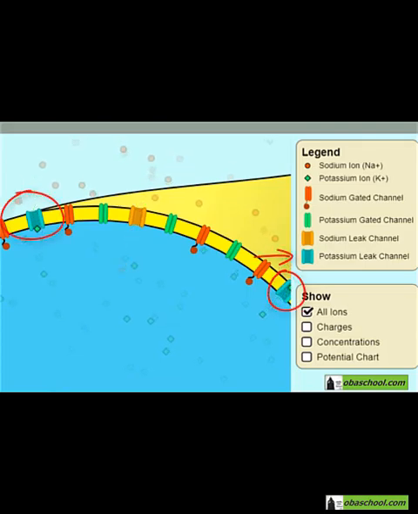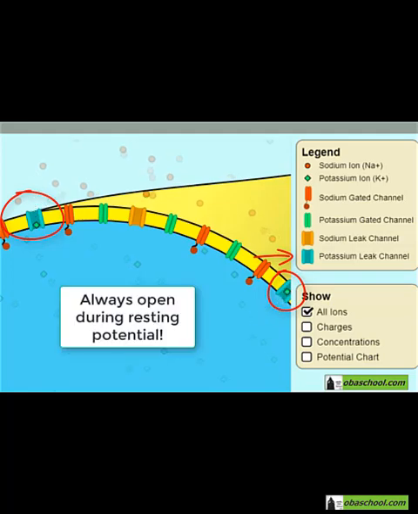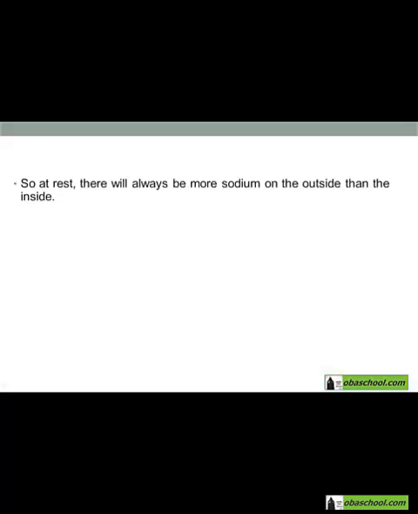Here are the potassium leak channels. As mentioned, they are always open even when there is no electrical impulse. We can see potassium ions leaving from the inside to the outside down their gradient. At rest, there will always be more sodium on the outside than on the inside.